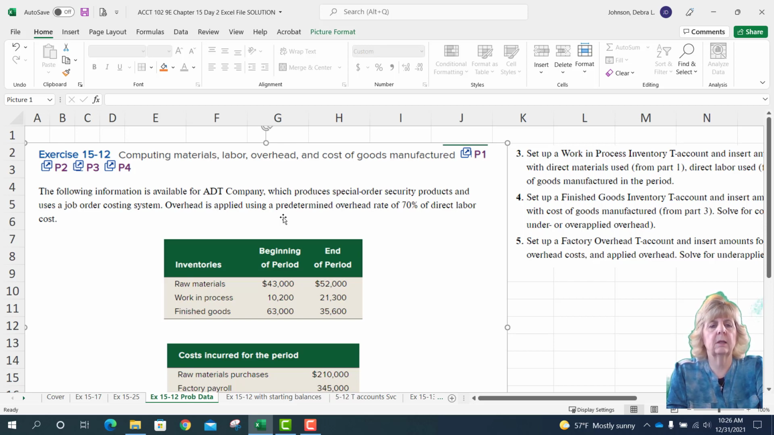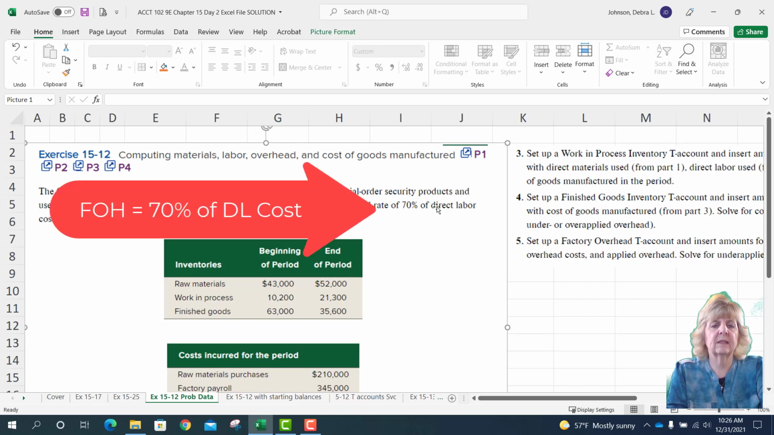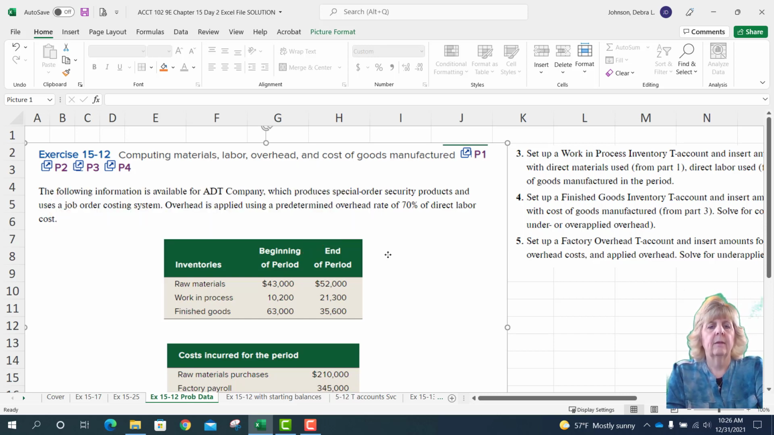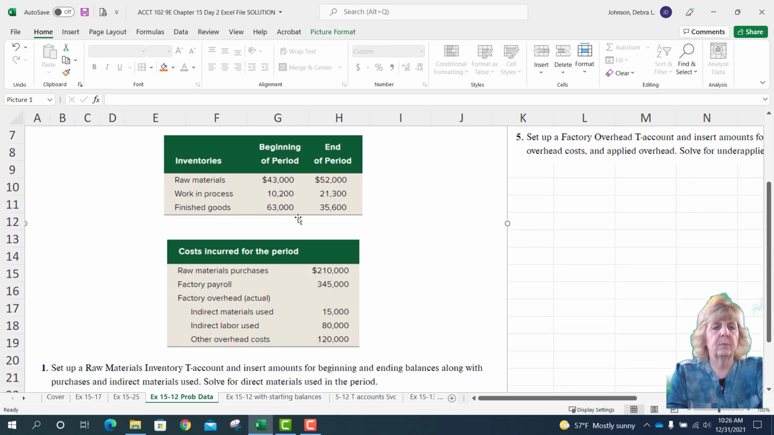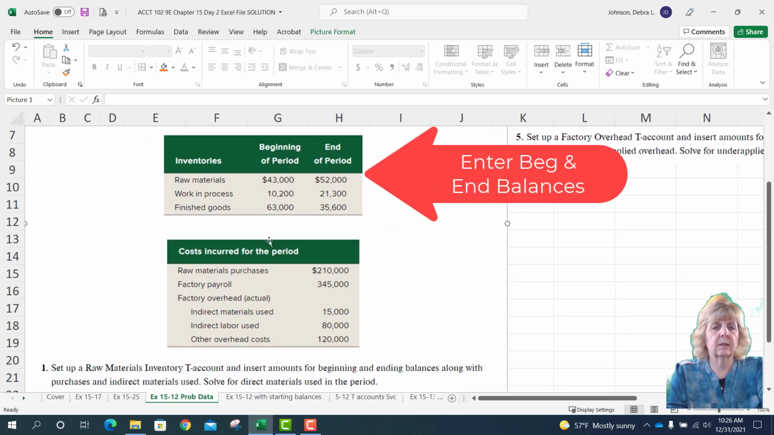Overhead is applied using a predetermined rate of 70% of direct labor costs. So if I were you, I would go to the credit side of the overhead account and jot down that 70% application rate. The author then gives us some beginning and ending balances for our inventory accounts. Go ahead and drop those in.